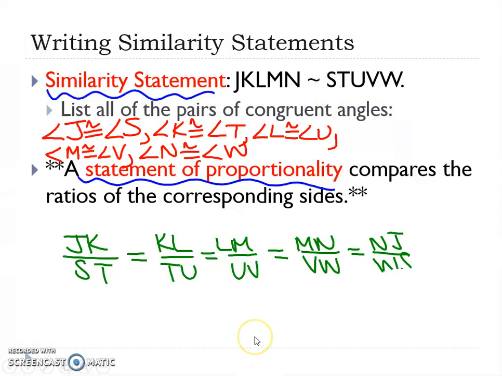And then you can actually draw and compare and see which ones are corresponding. So please write this down. This is very important, how you write the statement of proportionality.